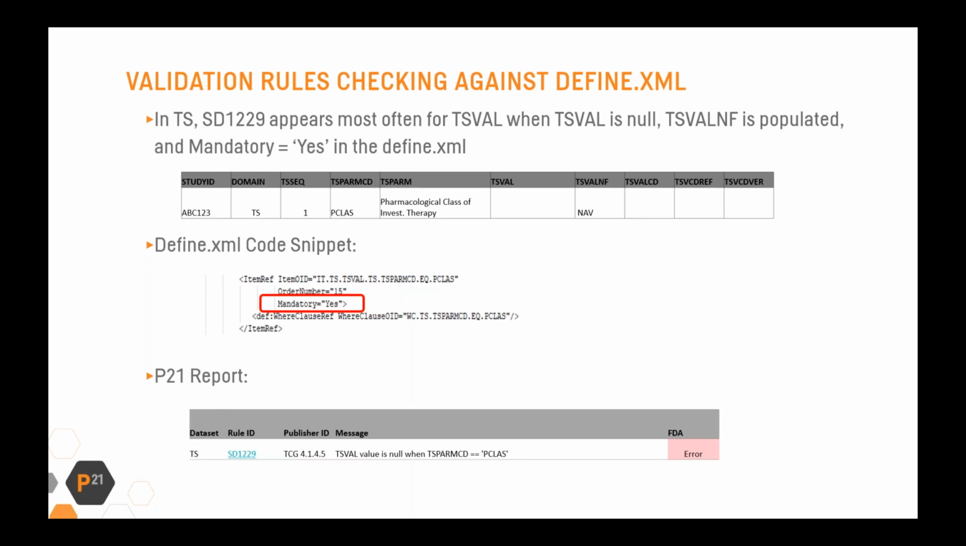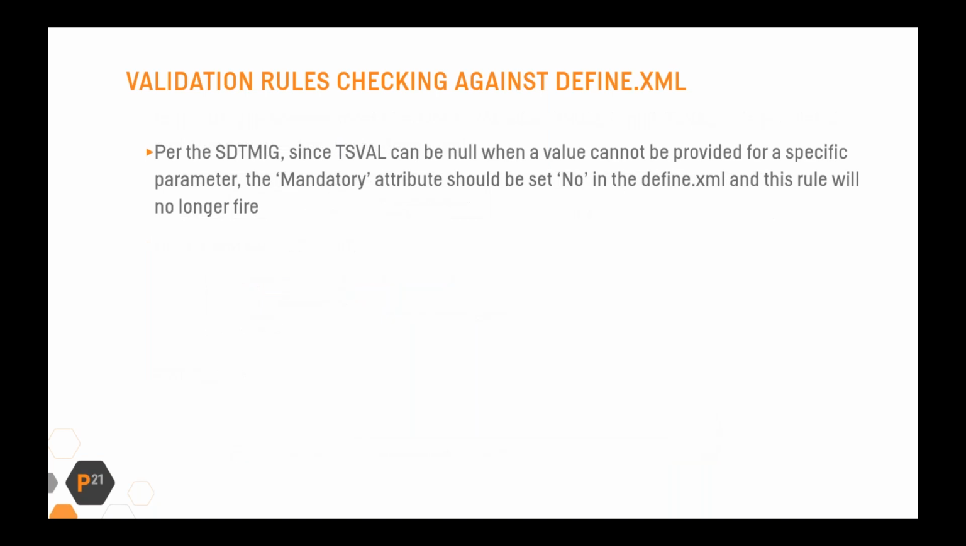And then also looking at our Pinnacle 21 report, this is from the validation report where the rule did fire, because mandatory was set to yes and TS-val is null. So per the SDTMIG, since TS-val can be null when a value cannot be provided for a parameter, the mandatory attribute should be set to no in the define.xml, and this rule will no longer fire.